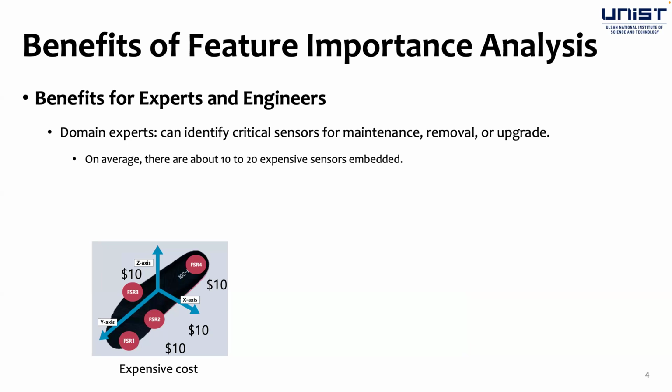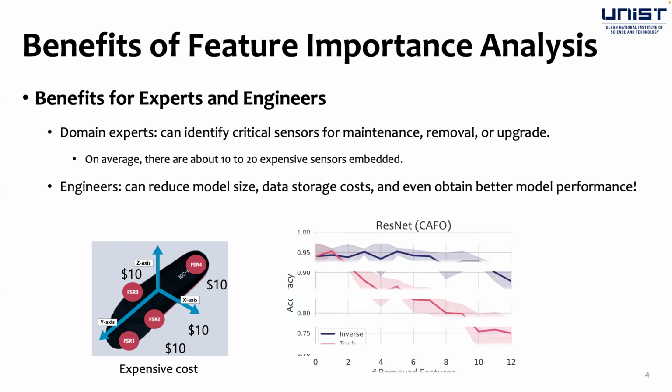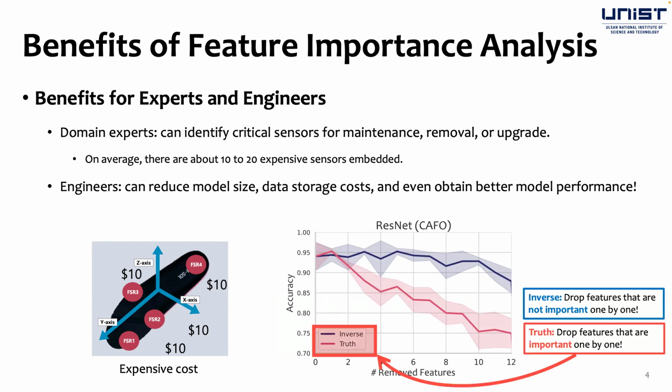It turns out that domain experts from the smart insole company were more interested than I was. Knowing such information can reduce manufacturing costs by removing unnecessary sensors or even upgrade them for specialization. For engineers like me, knowing such information can be helpful because we can reduce the model size, data storage costs, and even obtain better model performance.